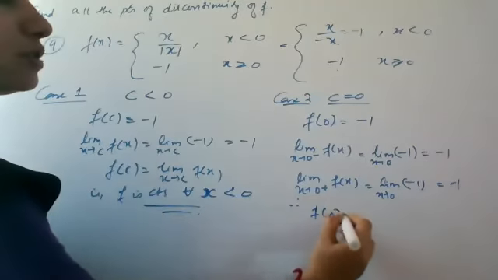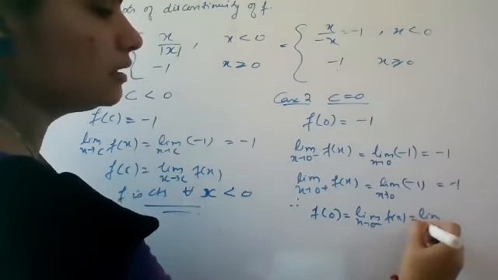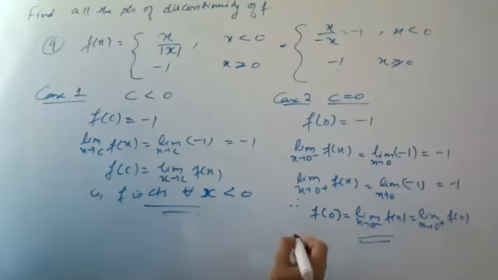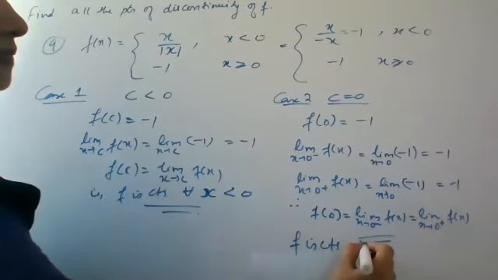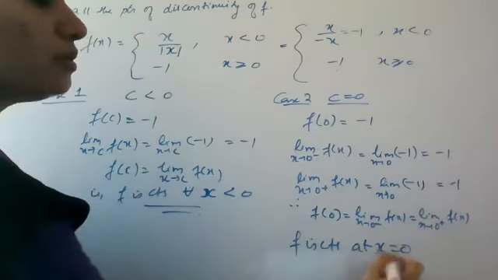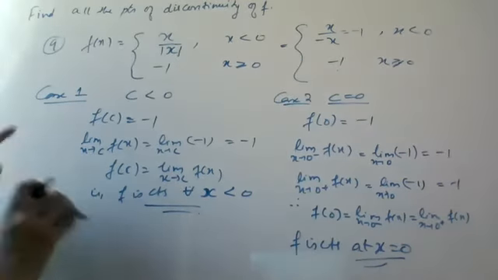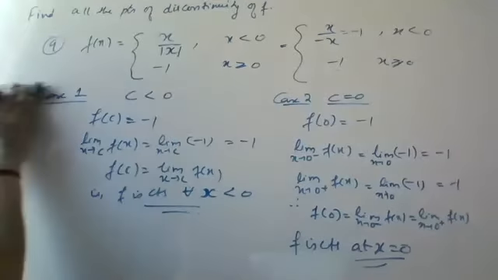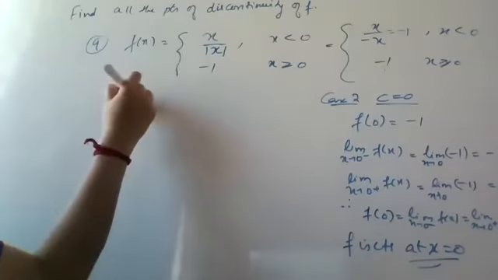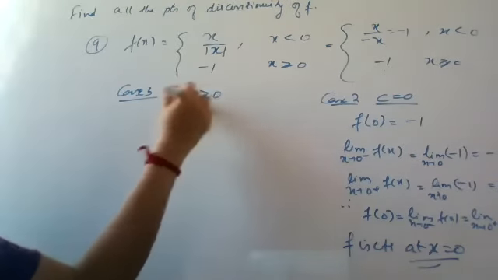Therefore, f of 0 is equal to limit x tends to 0 minus f of x is equal to limit x tends to 0 plus f of x. Hence, you can say that f is continuous at x equal to 0. Okay, so at the point also we have concluded. Now we have one more, which is greater than 0. Case 3, c is greater than 0.